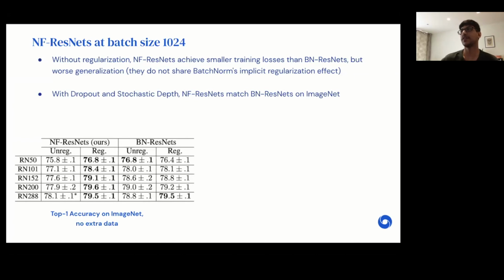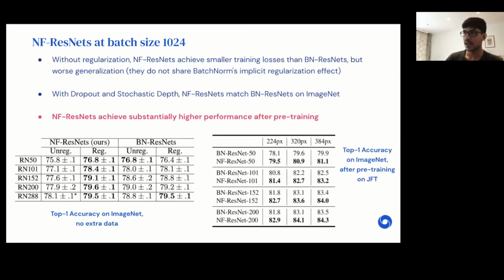But with additional explicit regularization methods like dropout and stochastic depth, we find that NF ResNets can now match batch norm ResNets on ImageNet across a range of different depths. In this case, these are the regularized numbers, which compare very favorably with the batch norm numbers. And more interestingly, we get substantially better performance when we pre-train on a large data set.